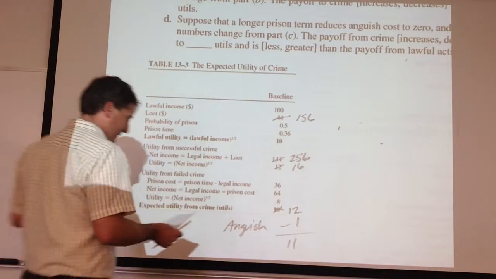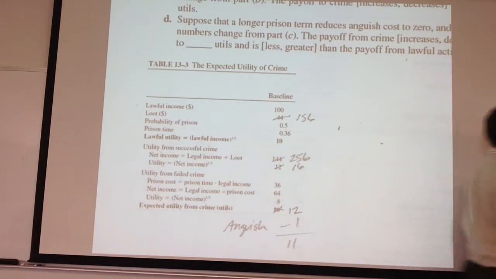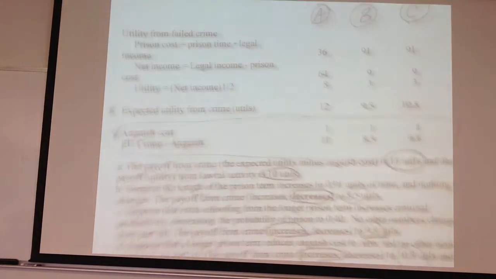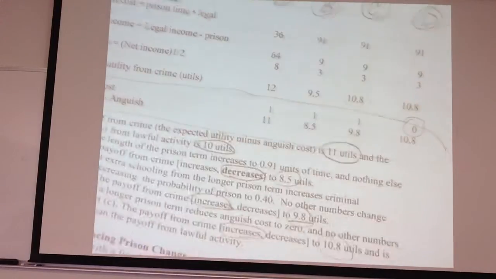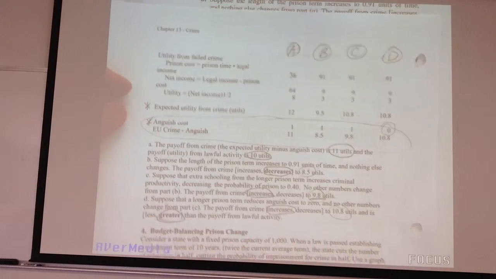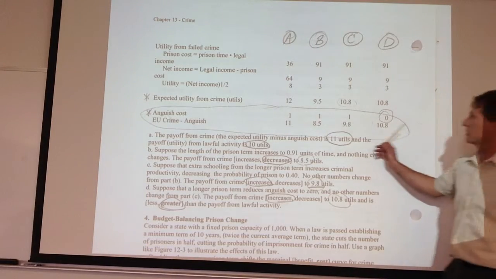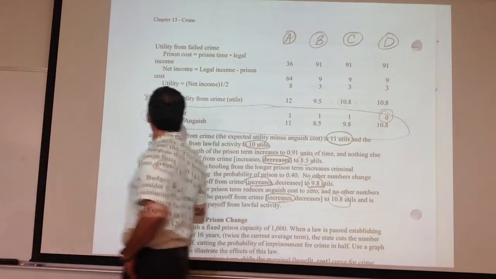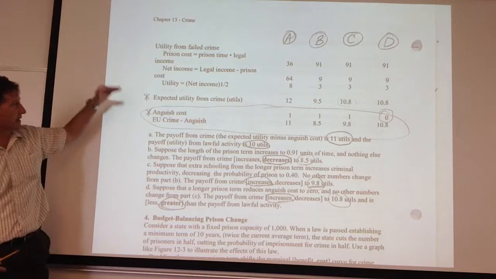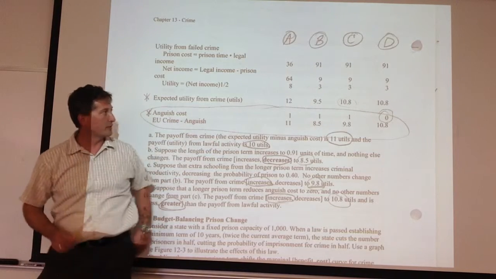Okay, folks. So, well, now we take the anguish cost. Oh my gosh, I didn't do the long answer. So it looked like most of you had this going. So this was anguish, expected anguish. Expected utility from crime.